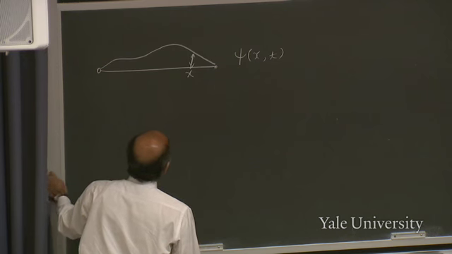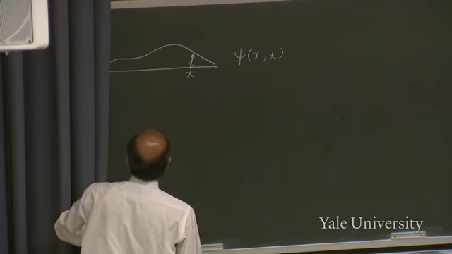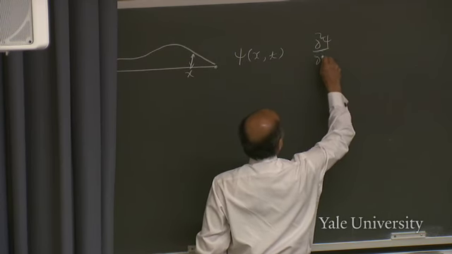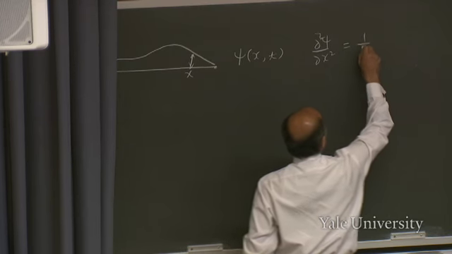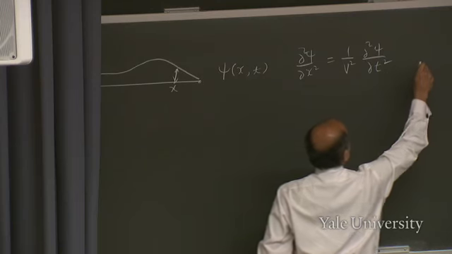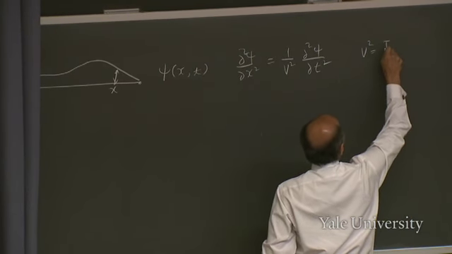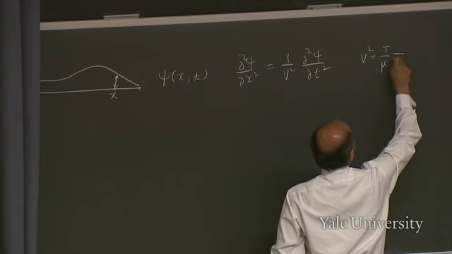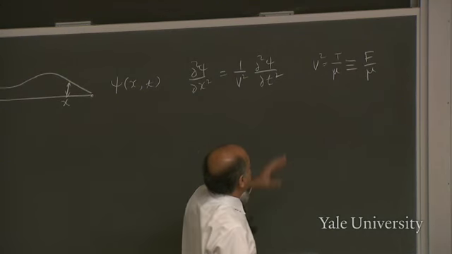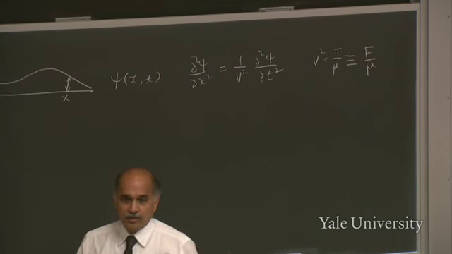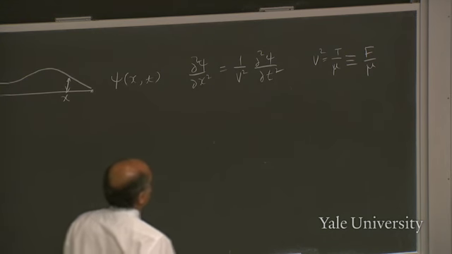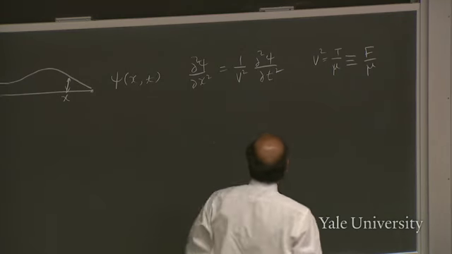I showed you that this psi obeys the following equation: d squared psi over dx squared equals 1 over v squared d squared psi over dt squared, where v squared is tension divided by mass per unit length. I'm going to change my notation for tension to F, because T is also used for time period, and it's going to get me in trouble very soon. So let's just change the formula to what's used in the books. V squared is F over mu. F is the tension on the string.